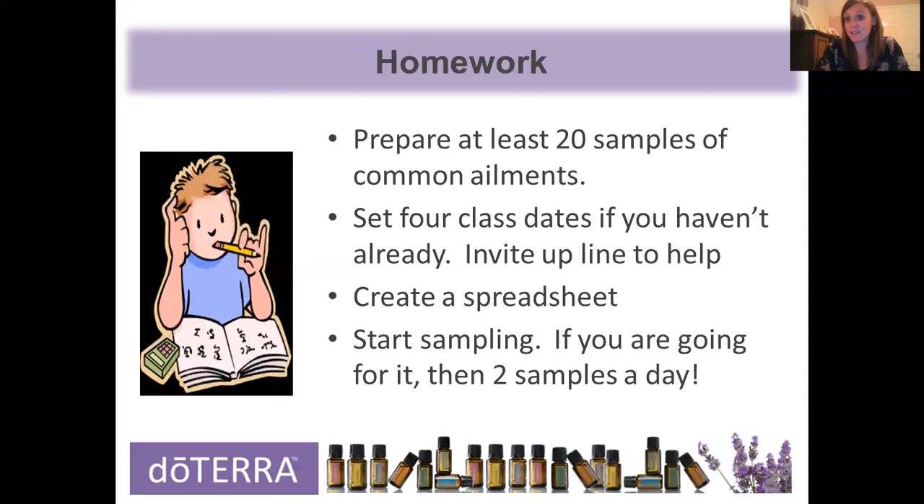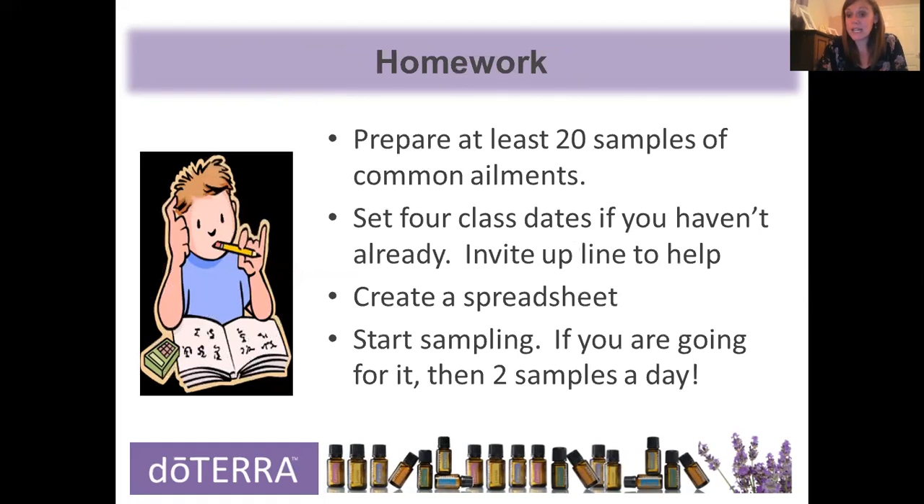So the homework after this training is to prepare at least 20 samples of the common ailments, the ones I've talked about today, so that you have them at the ready. And actually something I didn't mention that is quite good to have is the little keyring that doTERRA do. It's a tiny keyring that has 10 empty sample vials in it. So you can fill up 10 of your most common samples, have them with you at all times, so you're ready to give it to people as and when it happens. Just makes it so much easier, and you can just keep replacing them.